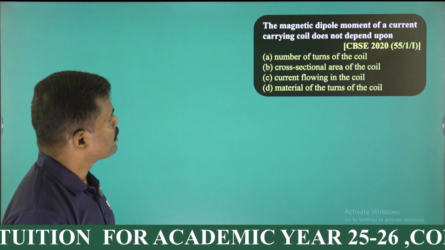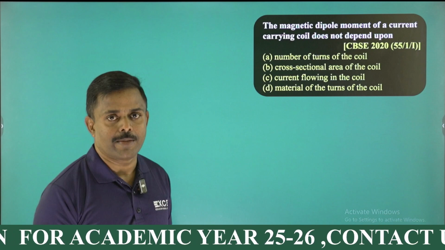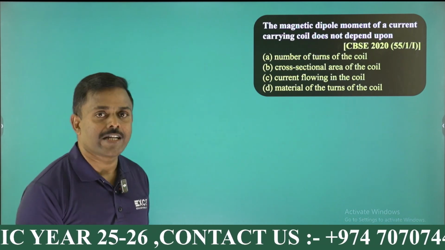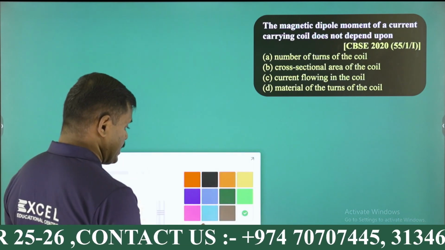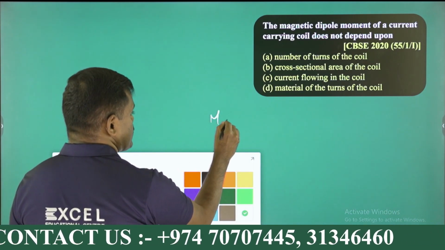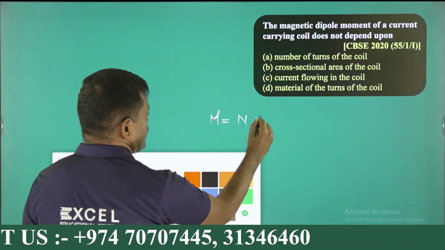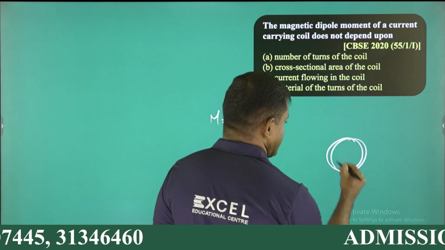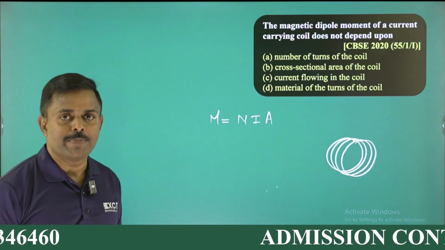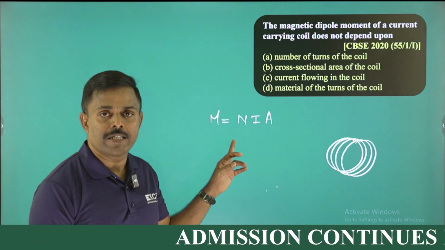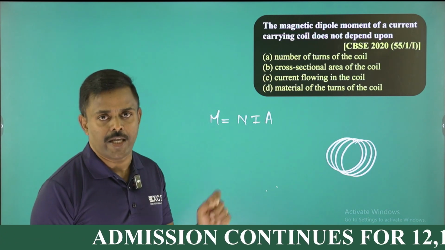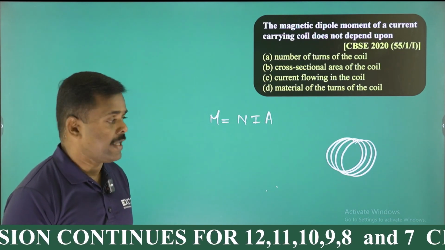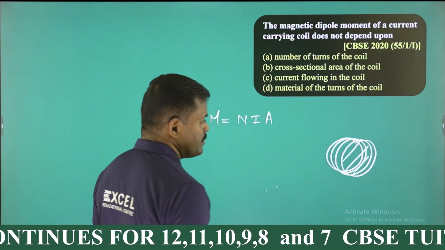The magnetic dipole moment of a current carrying coil does not depend upon. That's an easy one, but it's a CBSE paper question. What is the equation for magnetic dipole moment of a current carrying coil? It is given by NIA. Imagine the coil has N turns. Look at this. It has N turns like this. How to find the dipole moment? Magnetic moment is given by N into I into A. N is the number of turns. I is the current passing through the coil. A is the area of the coil, okay?